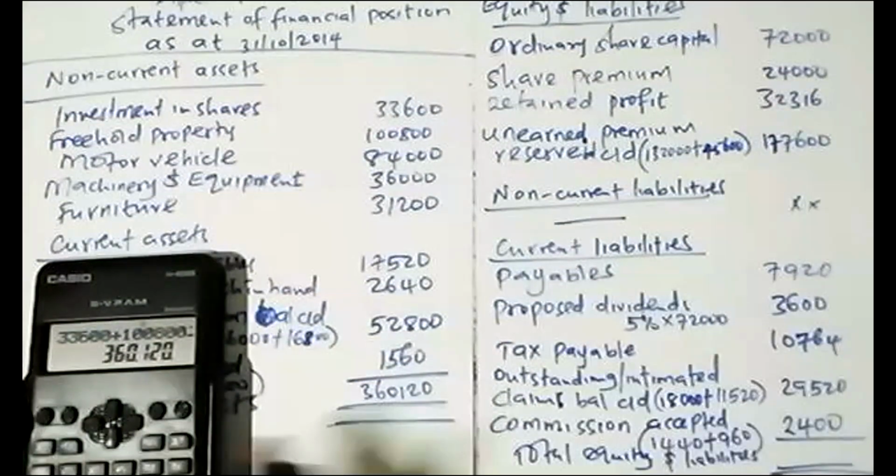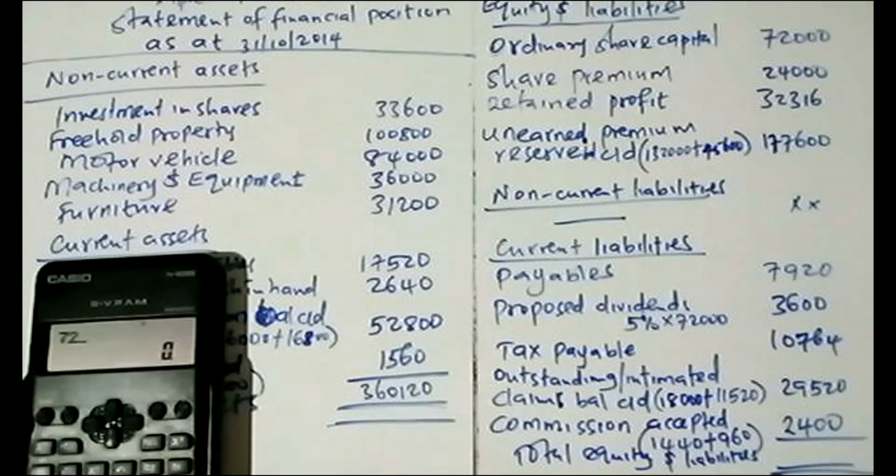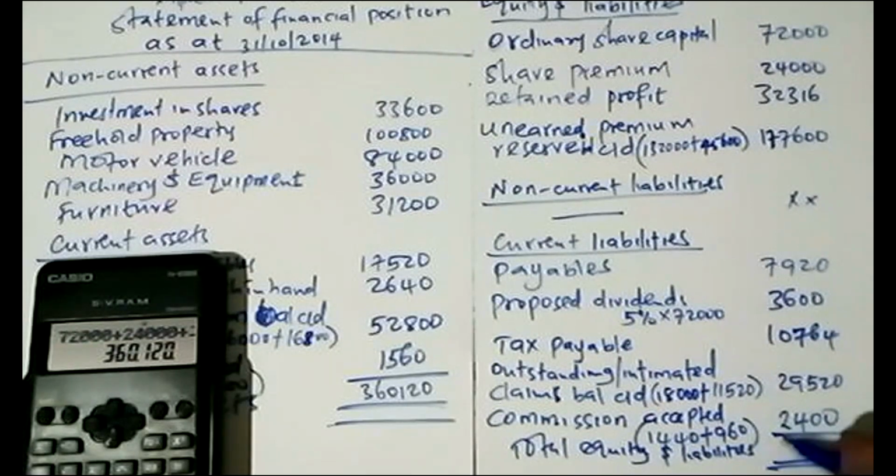Let us add the equities and liabilities: 72,000 plus 24,000 plus 316 plus 177,600 plus 79,020 plus 3,600 plus 10,764 plus 29,520 plus 2,400. So you can see our question is automatically balancing.